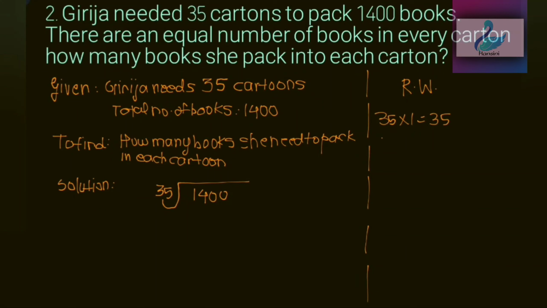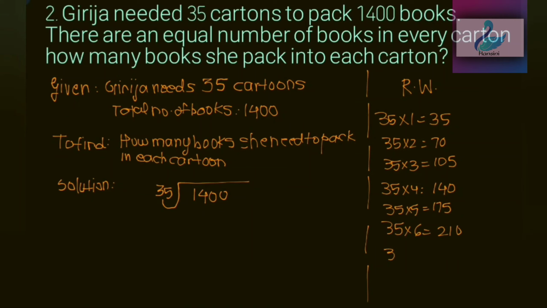So we will write the table of 35. 35 ones is 35, 35 twos is 70, 35 threes is 105, 35 fours is 140, 35 fives is 175, 35 sixes is 210, 35 sevens is 245. Can you see? 35 fours is 140. So in the quotient's place I will write 4 and I will subtract it from 140.